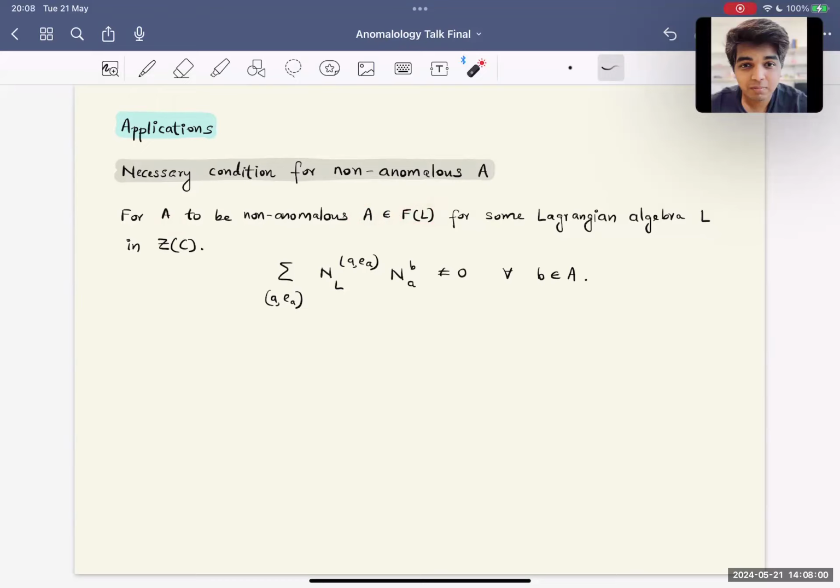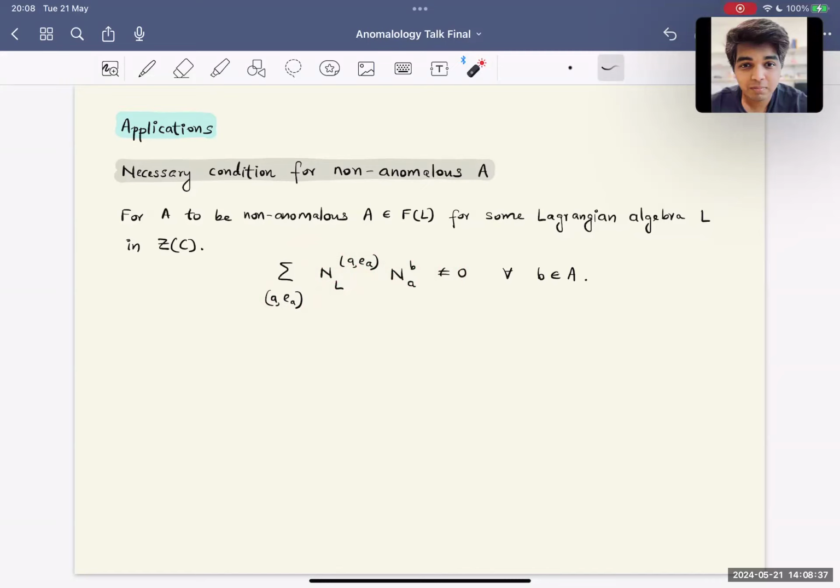So this is a necessary condition for A to be non-anomalous, and that can be written explicitly using these integers that appear. This integer a, b is just saying that between a and b, there should be some hom, which means that a and b should be line operators which can form a junction. This n, l, a, comma, e, a is telling you that this bulk line operator must be in the Lagrangian algebra. So there's this particular sum of integers which must be non-zero for A to be non-anomalous. This is a necessary condition.